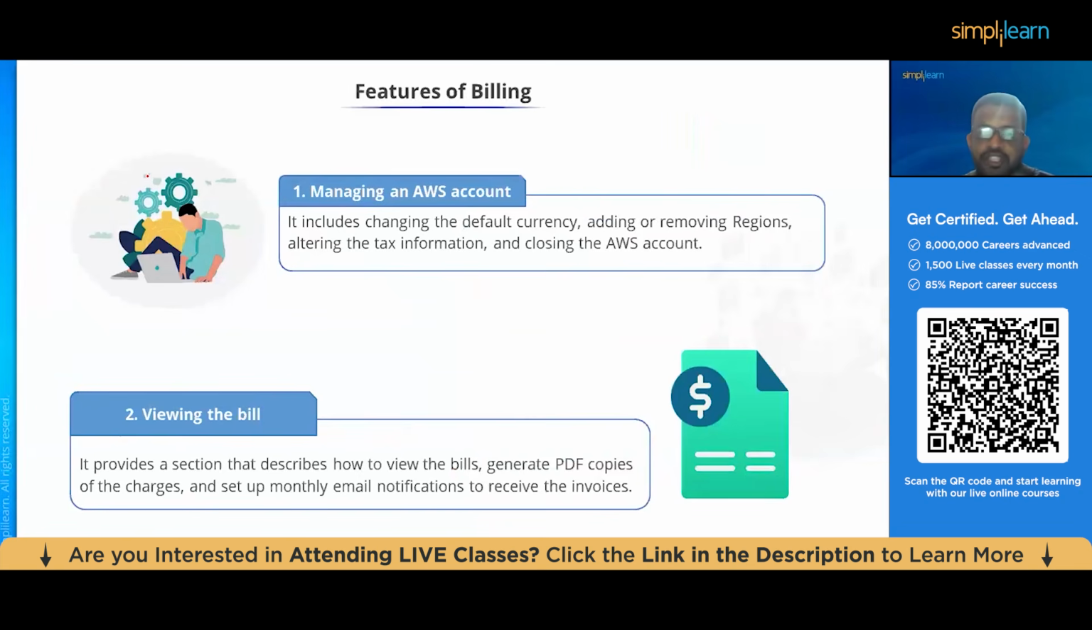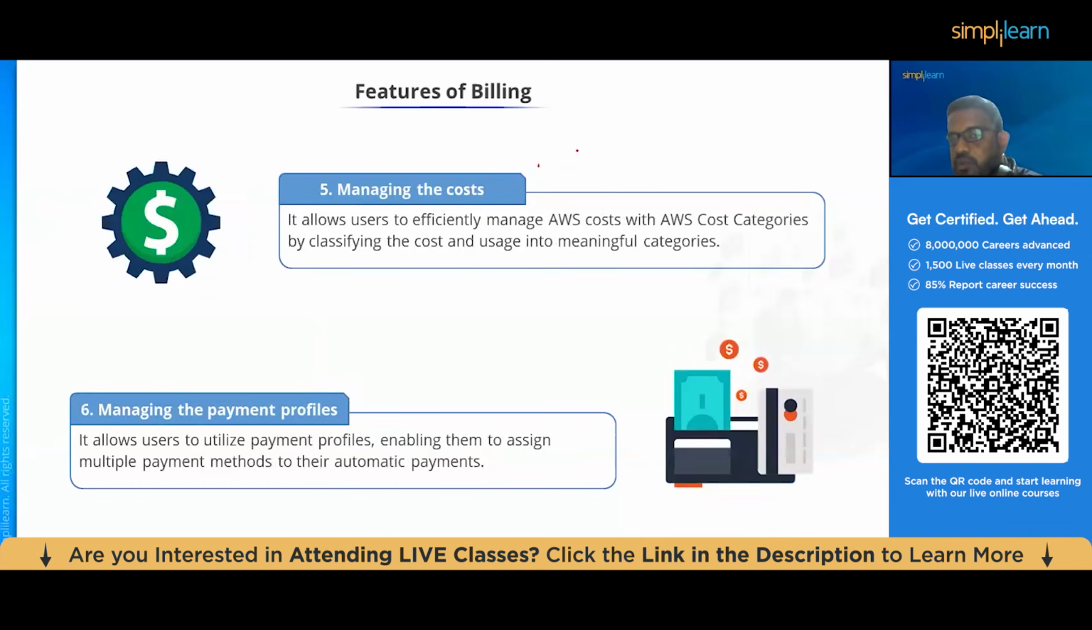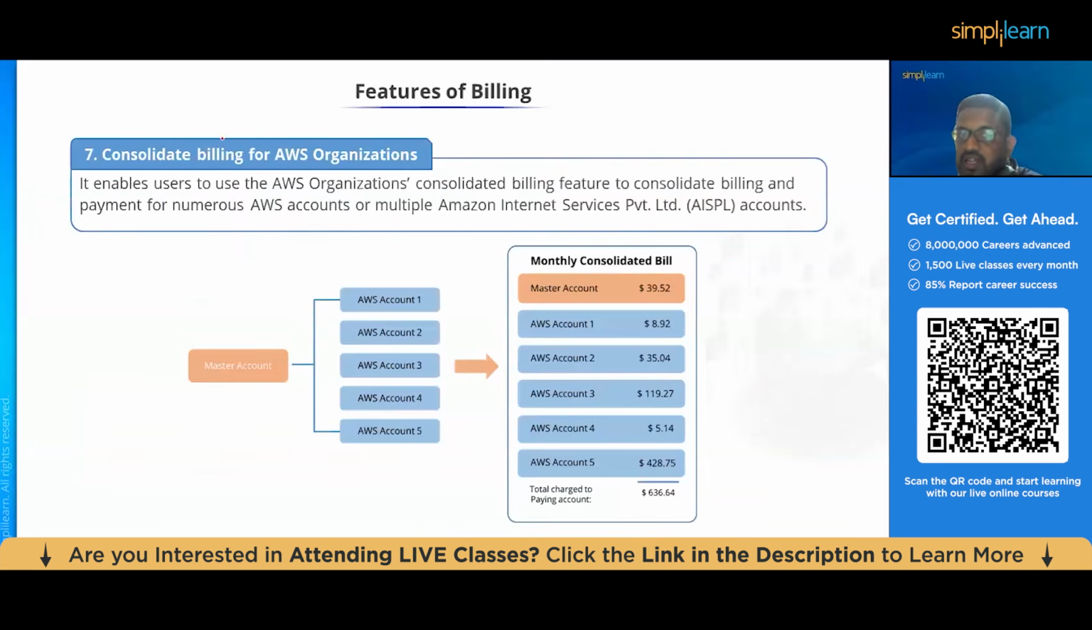Now, the features, folks, that I discussed in the AWS console: you can manage your AWS account, you can view the bills, you can manage the payment using credit card, debit card, UPI, and you can manage purchase orders. Then you can manage the cost, and you can manage the payment profile also. Then, consolidating billing for AWS Organizations.